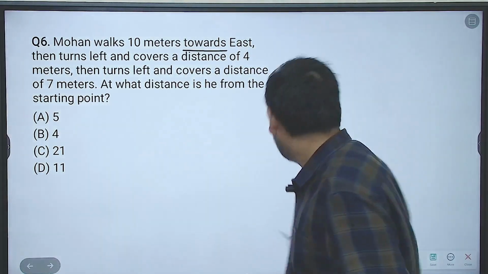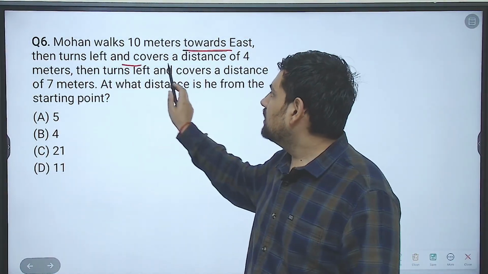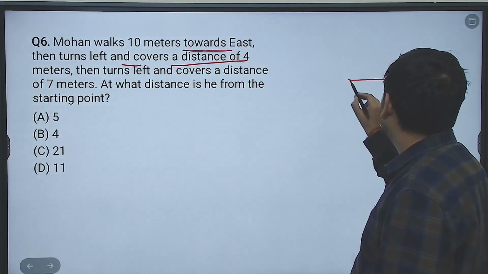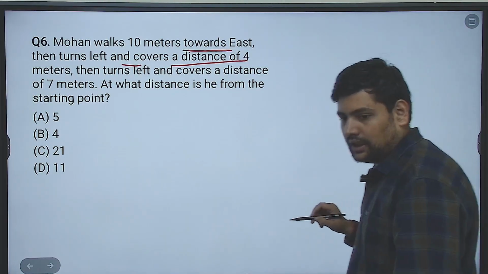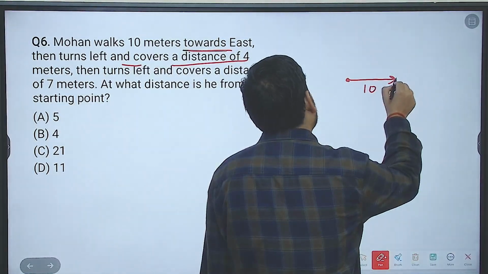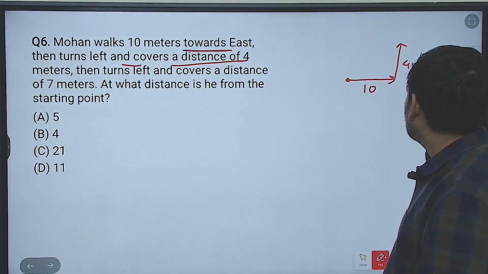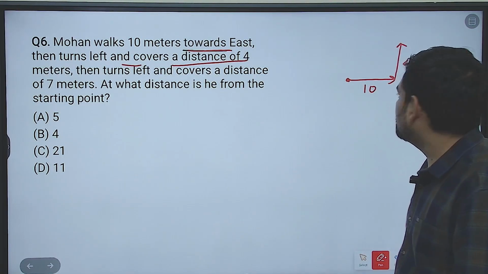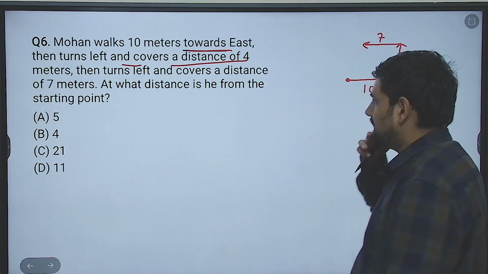Then what it says: Mohan walks 10 meters towards east, then turns left and covers a distance of 4 meters. So first Mohan walks 10 meters towards east. Now he'll turn left. Turn left means up, and he travels 4 meters. Then he turns left again and covers a distance of 7 meters. So from here the 7 meters will be something like this.